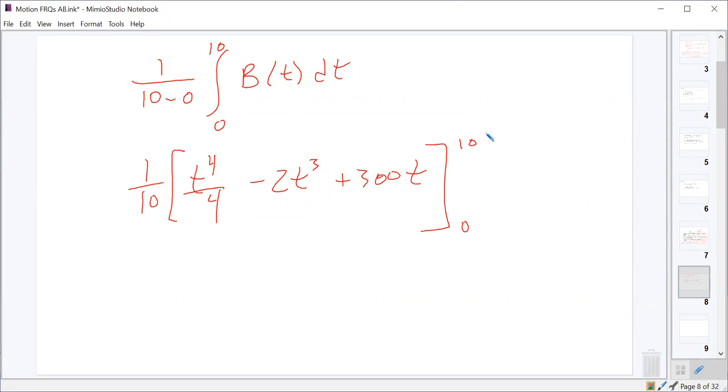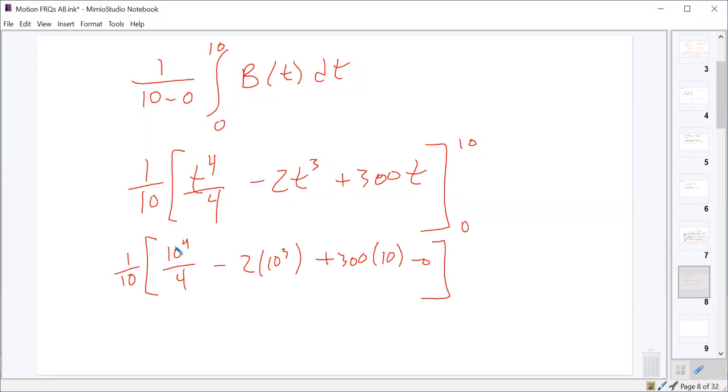And then you just plug in your 10 and your 0. When you plug in the 0, they're all going to be 0. And then we'll just get 1/10 of 10 to the 4th over 4 minus 2 times 10 cubed plus 300 times 10, all minus 0. And if I take a tenth of that, that becomes 10 cubed, or 1,000 over 4. That becomes 10 squared, so minus 200, and that becomes just plus 300. So we end up with 350, and this was an average of his velocity, right? So 350 meters per minute.